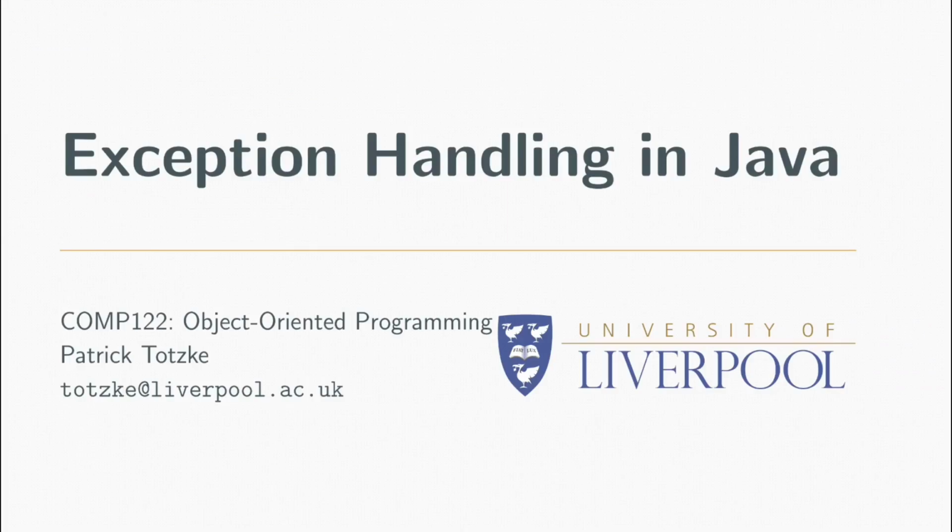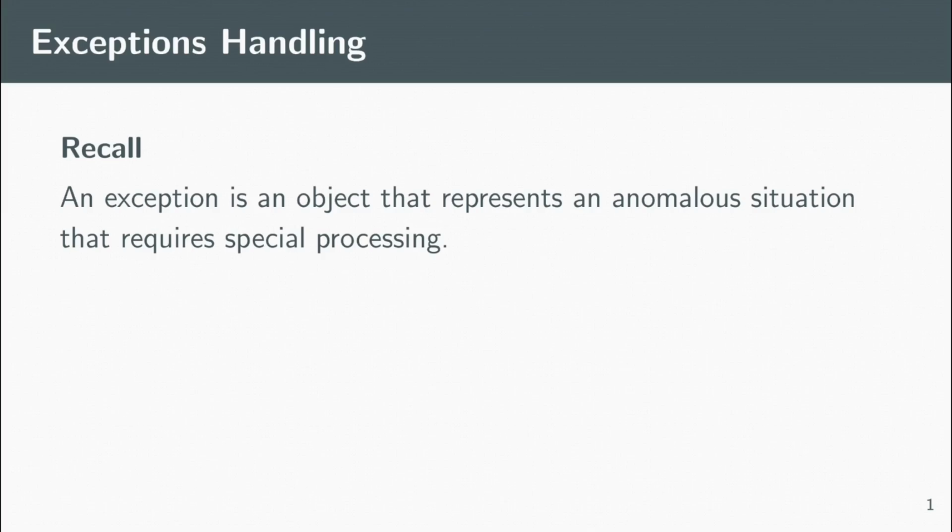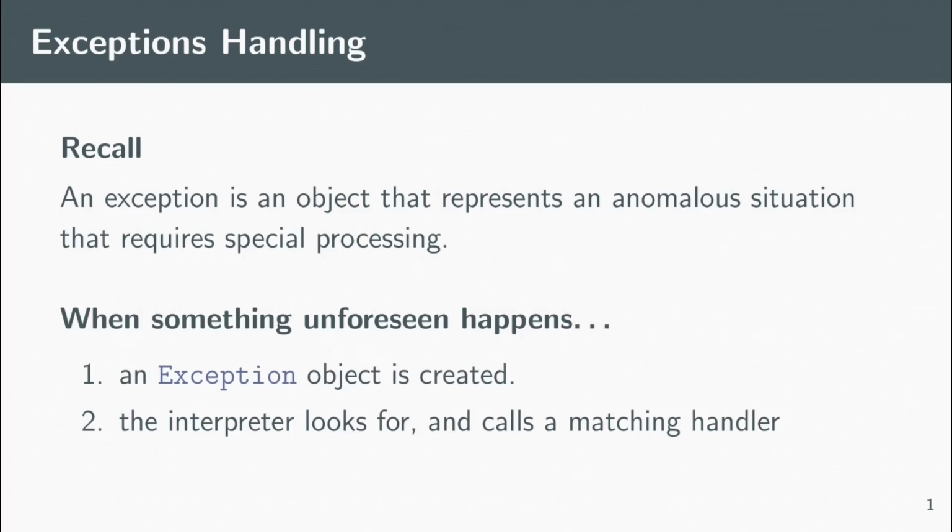In this video, we will specifically look at Java's exception handling mechanism. Remember that an exception is an object that represents an unexpected situation. For instance, if a file is not found or cannot be accessed for whatever reason. If that happens, an exception object is created by you or by some method that you call and then thrown.